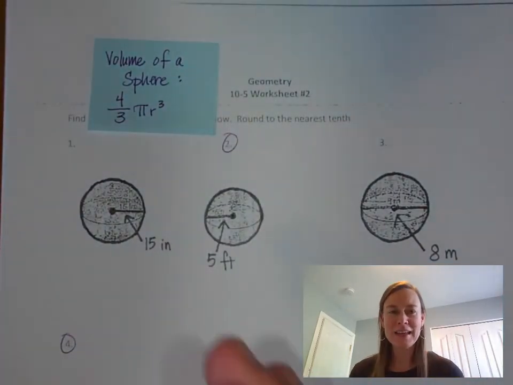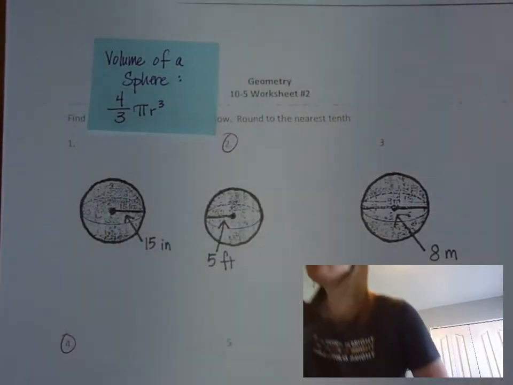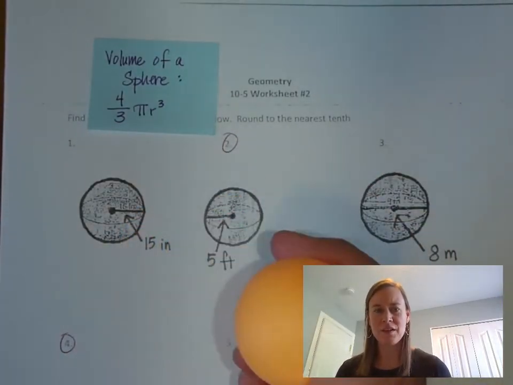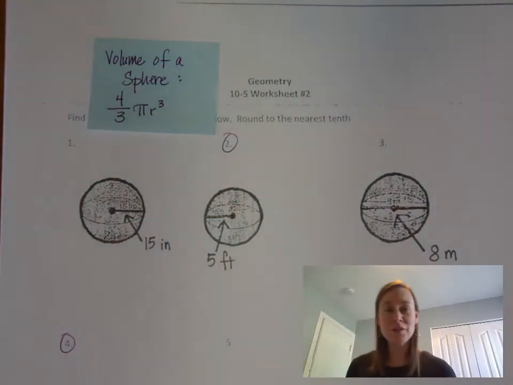So as you might guess, a sphere kind of has to do with circles. What is a sphere, by the way? A sphere is just a nice round ball, right? That's a sphere. So what is the formula for the volume of a sphere?